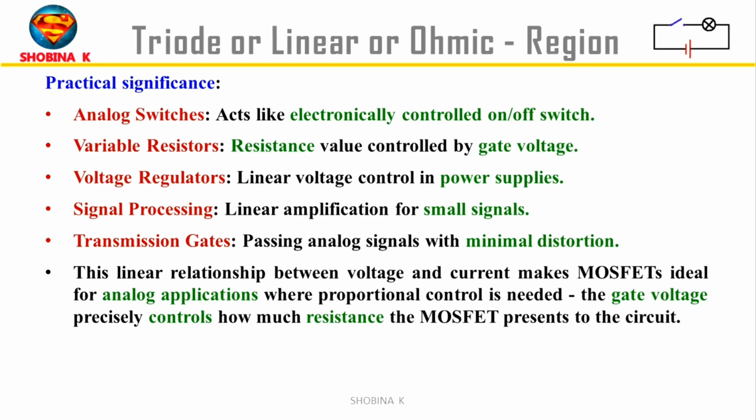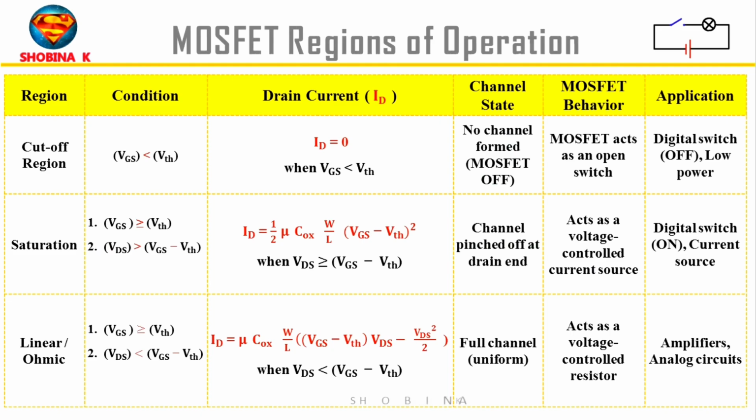Therefore, in this region, voltage and current increase together in a smooth straight line. That's why MOSFETs are great for analog circuits. Here is a summary table of the 3 operating regions of a MOSFET.